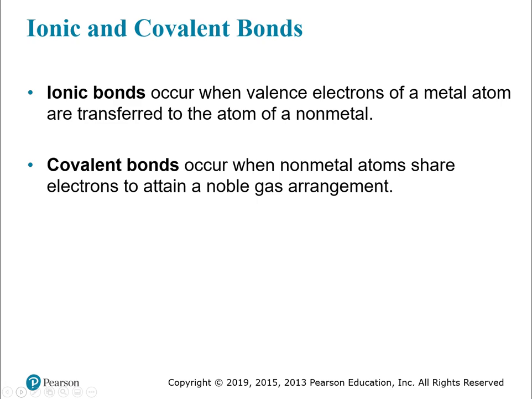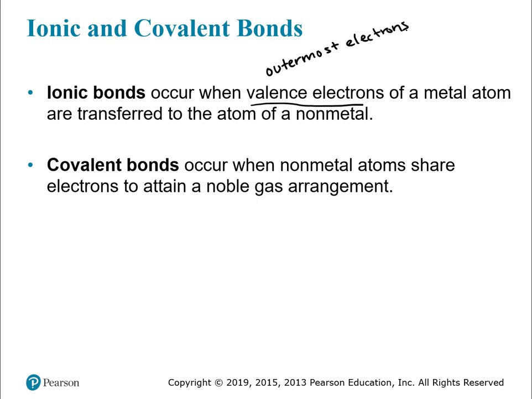Now, there are two different types of bonds. We're going to cover ionic bonds pretty much in this section, but we'll be talking about covalent bonds later on. So let's define them both. Ionic bonds occur when valence electrons of a metal atom are transferred to the atom of a nonmetal. Remember that valence electrons are the outermost electrons.